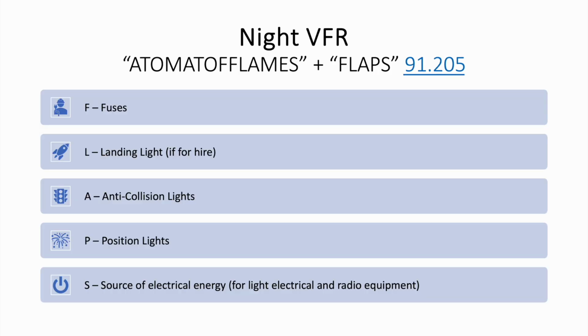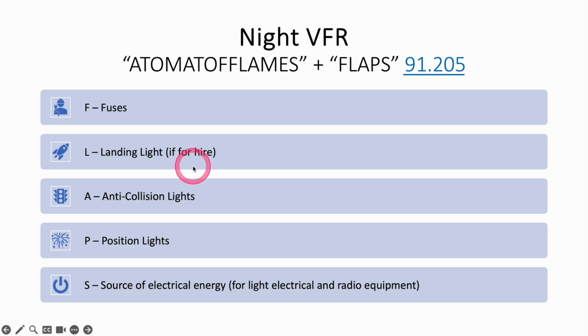So for night flight, you're required to have everything that we just talked about, as well as FLAPS. So FLAPS stands for fuses, landing light, anti-collision light, position light, and a source of electrical energy. So fuses, we do not use fuses anymore. We have circuit breakers, because fuses, once they're popped, you have to replace it with one that's not burnt out. So in the case of those aircraft, you'd have to carry additional fuses with you. For a circuit breaker, you can pop it back in.